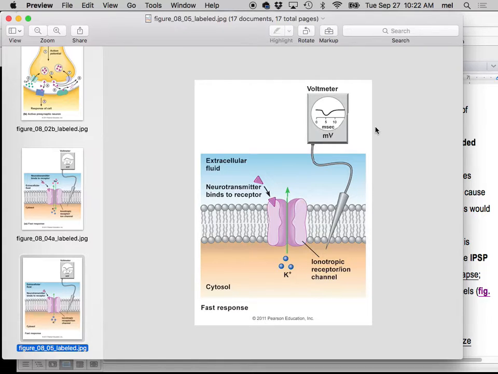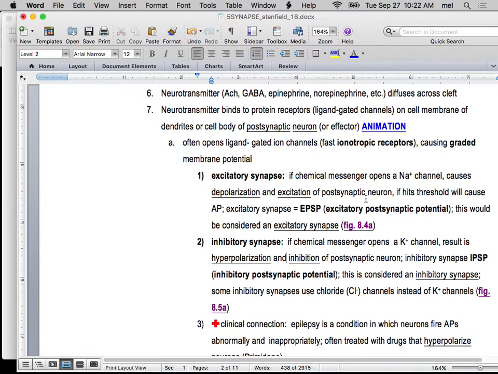Does that make sense to you? So it would make it less likely that it was going to get an action potential, right? Because now instead of going from -70 to -55, I'm going from -70 to -85, right? Okay, so this synapse would therefore be considered inhibitory, right? And you would describe what happened on the postsynaptic cell as an IPSP, inhibitory postsynaptic potential.